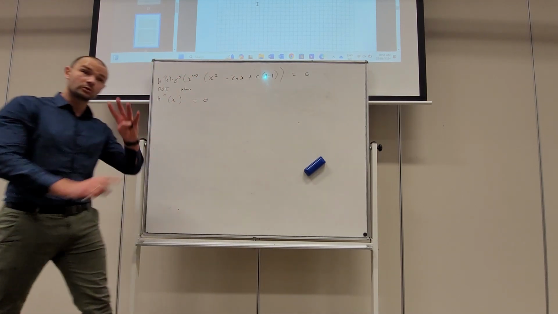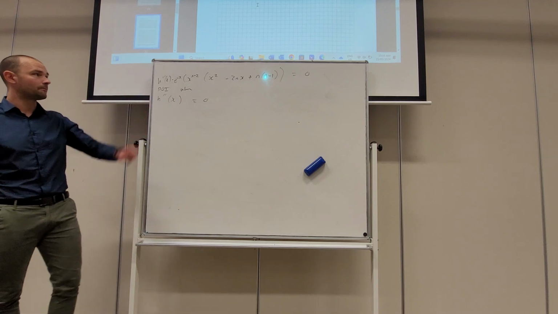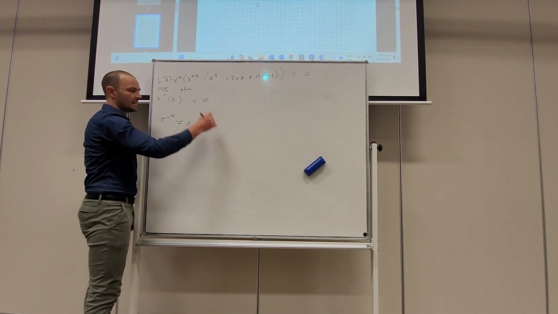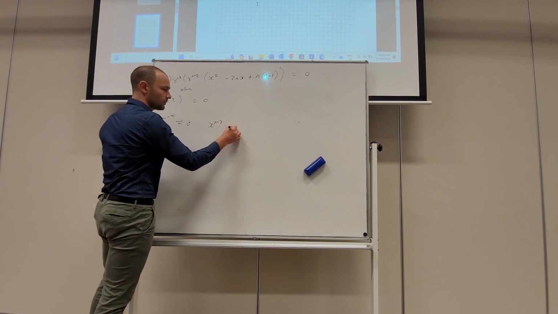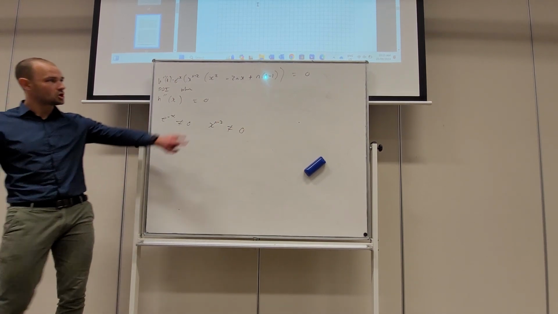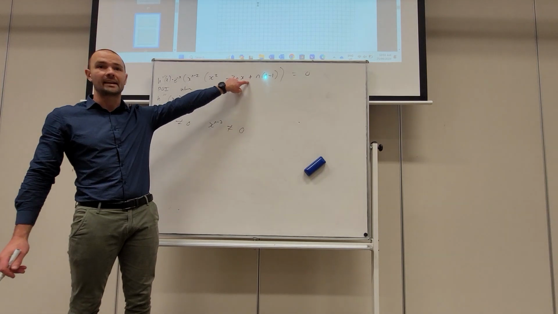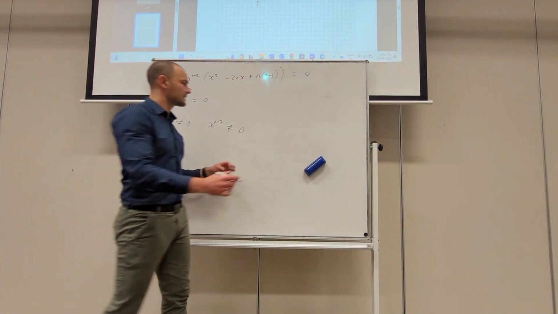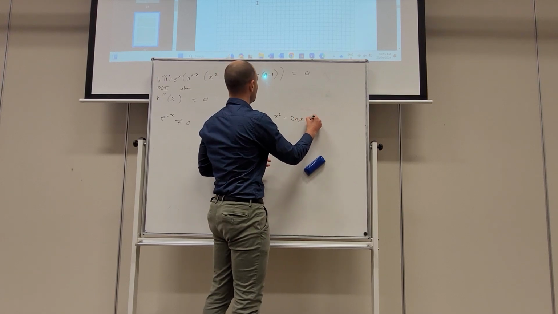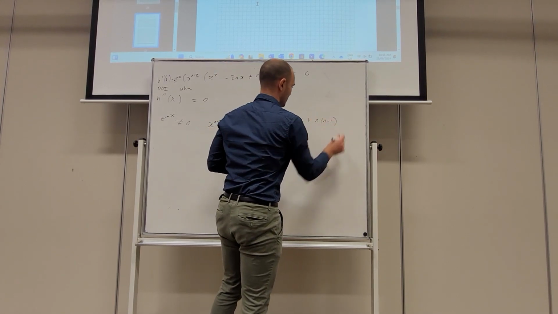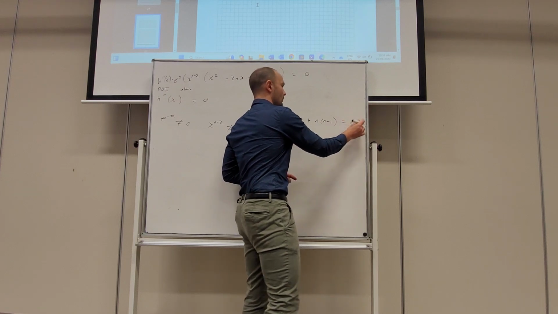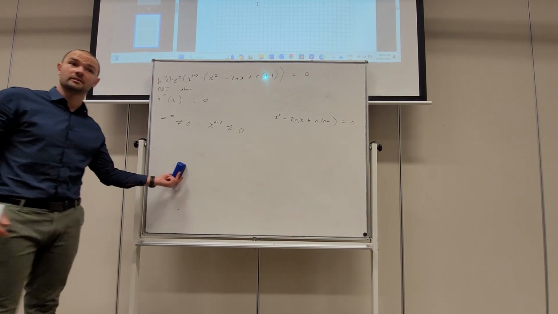The first mark we get is for applying the null factor law. E to the minus x does not equal 0. X to the n take 2 does not equal 0 because x does not equal 0. So then we're just focusing on the quadratic component here: x squared take 2nx plus n times n take 1. That component equals 0, and we need to find the solutions to it.